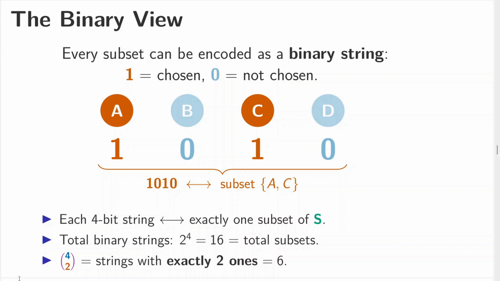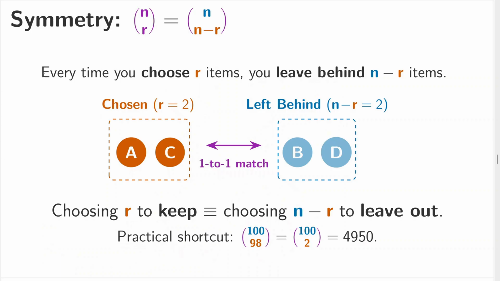So calculating 4 choose 2 is exactly the same as counting the number of strings that have exactly 2 ones, which gives us 6. This brings us to a beautiful concept called symmetry. The mathematical rule states that n choose r is always equal to n choose n minus r. Think about it this way.